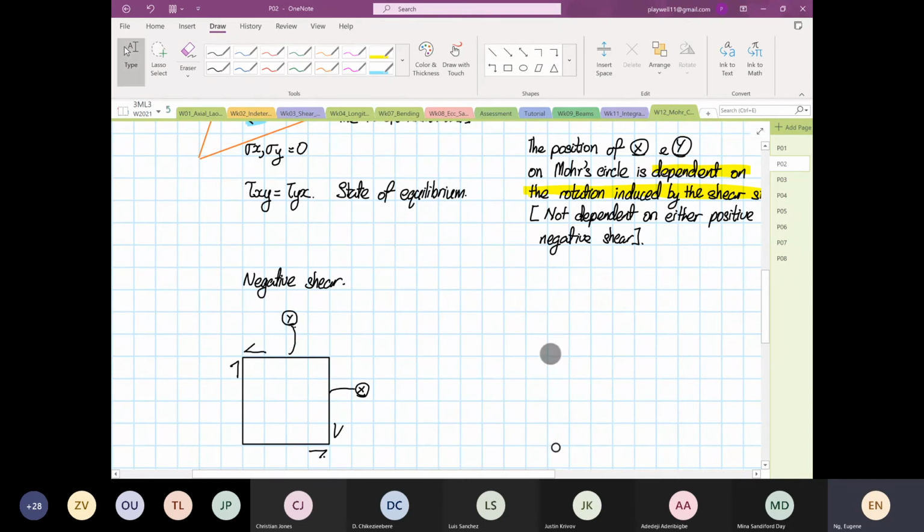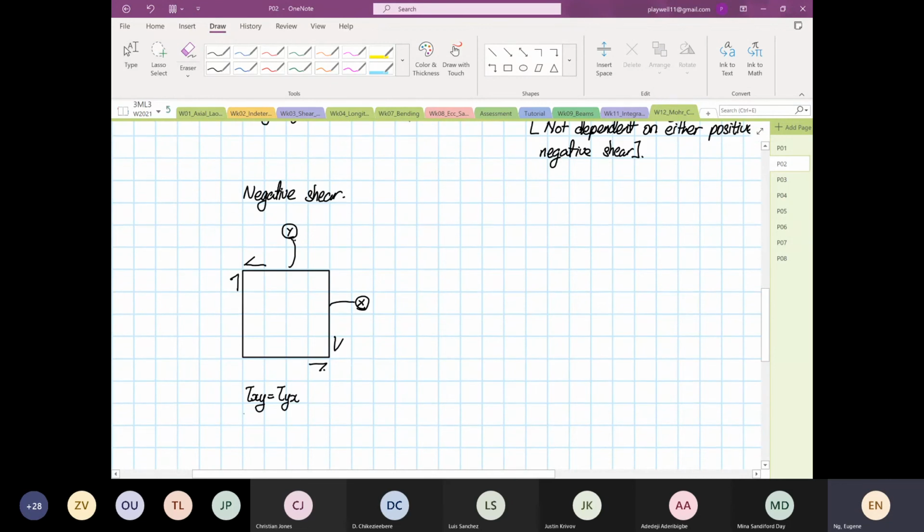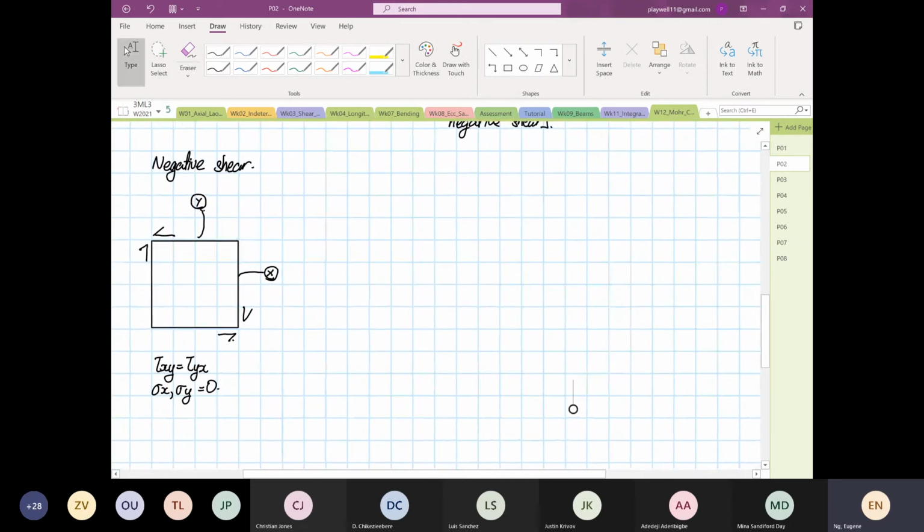For this case, we know that our shear XY is equal to our shear YX, right? And then stress X and stress Y are both equal to 0. Okay, so now we draw Mohr circle. Okay, we draw, and I want you to compare.